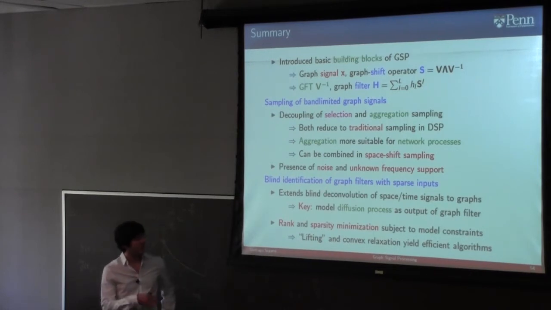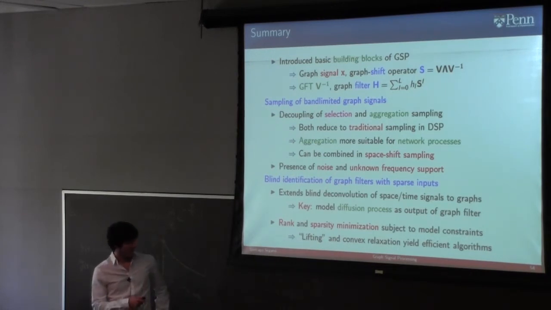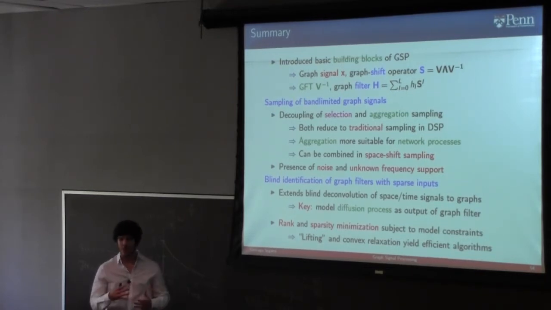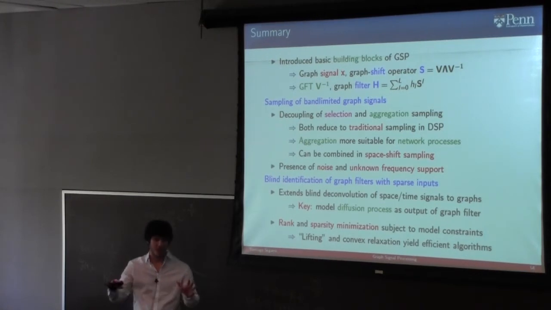And then finally, we talked about blind identification. The key idea is to extend blind deconvolution to graphs. We used tools of rank and sparsity minimization, lifting, and convexifying.